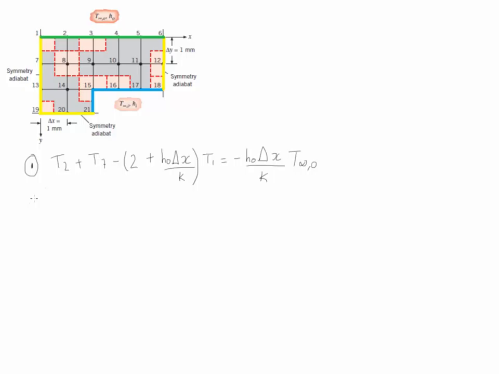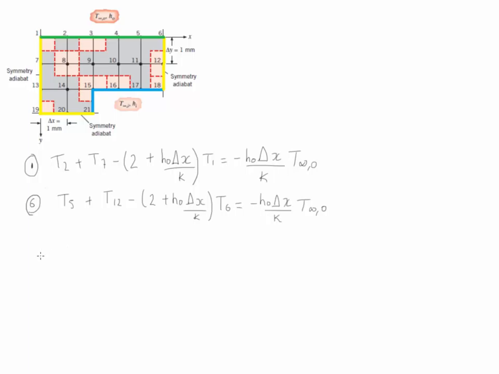The same equation could be obtained for node number 6, and the nodes that surround it are going to be T5 and T12. The structure of the formula remains the same. This is going to be T6, and the constants are going to be exactly the same.